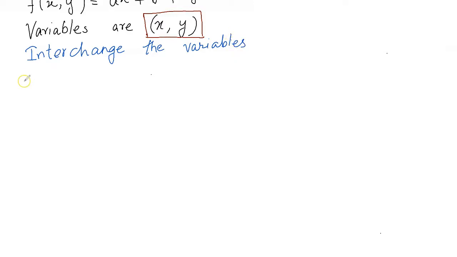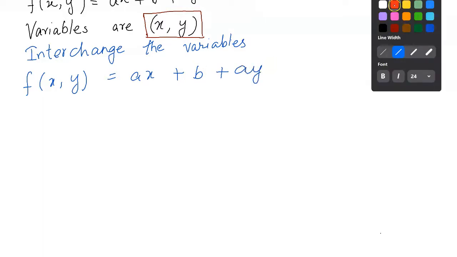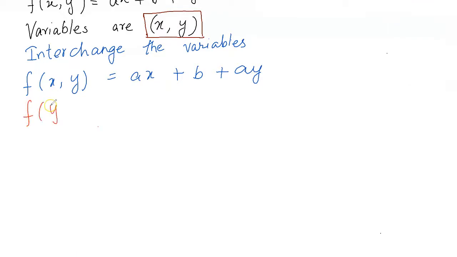Okay, so f of xy is ax plus b plus ay. Now I will interchange, for example, f of yx. So f of yx will be: x is replaced by y and y is replaced by x. So here, instead of x, I will write a of y plus b plus, here it is a of x.